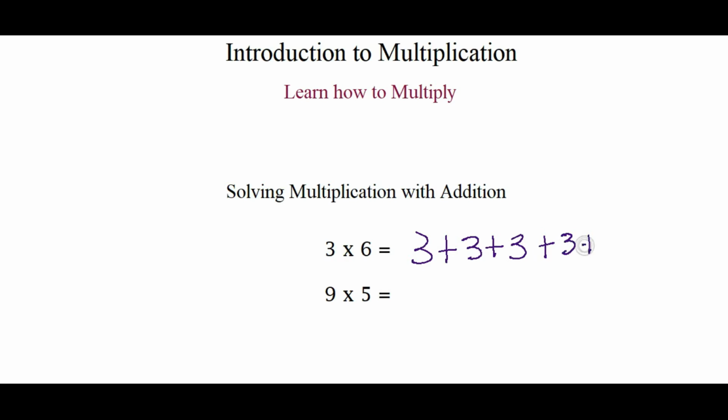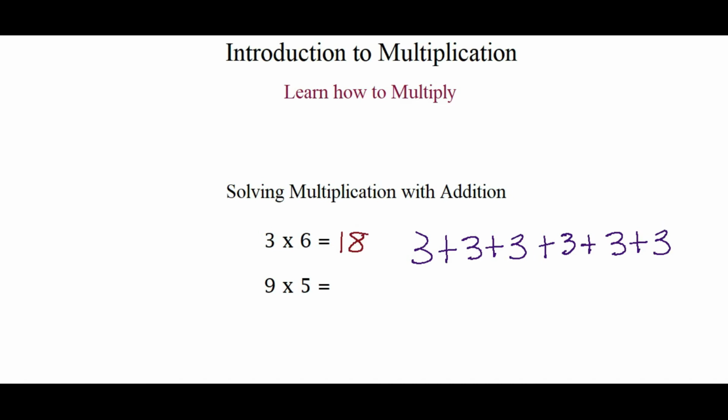3 plus 3 plus 3 plus 3 plus 3 plus 3. Now I would simply add these numbers together. And 3 plus 3 plus 3 plus 3 plus 3 plus 3 is 18. That means that 3 times 6 is 18.